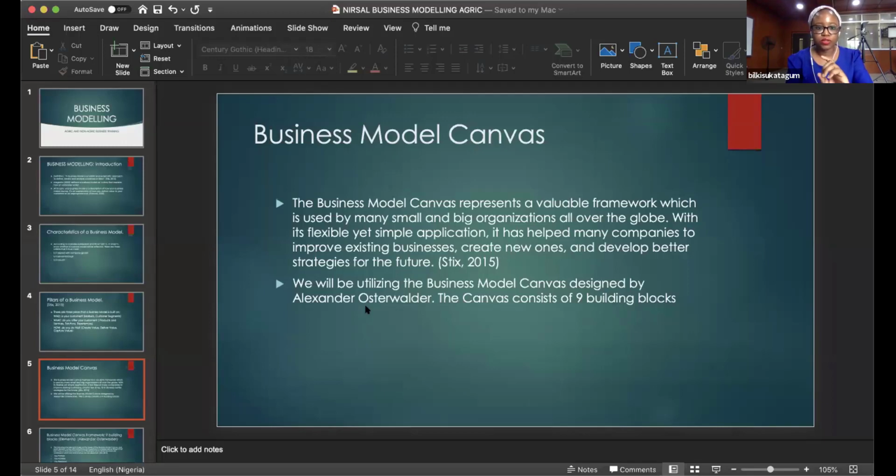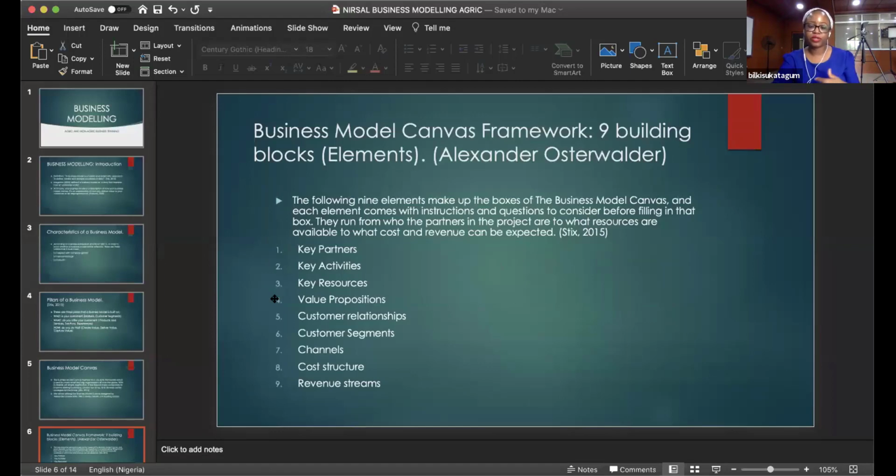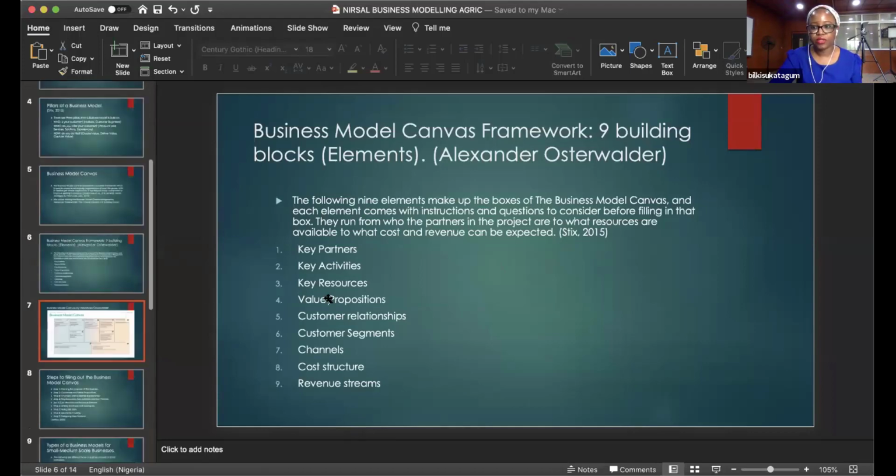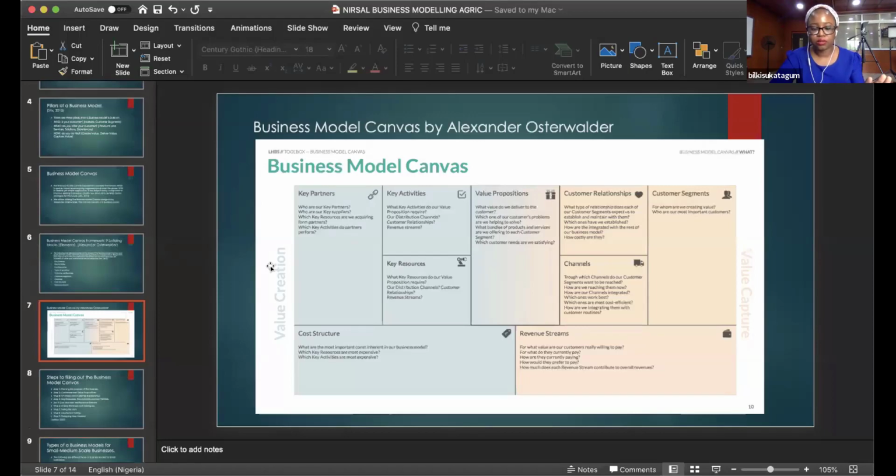For this particular class, I want us to go over a particular model that is being used by a lot of companies. It's designed by Alexander Osterwalder. If you go through the paper, there is reference to the model canvas that he designed. Now, the business model canvas framework has 9 building blocks. Let me show you a sample of the picture itself. This is what it looks like. Well, you can do it how you want to, but generally this is what it is.